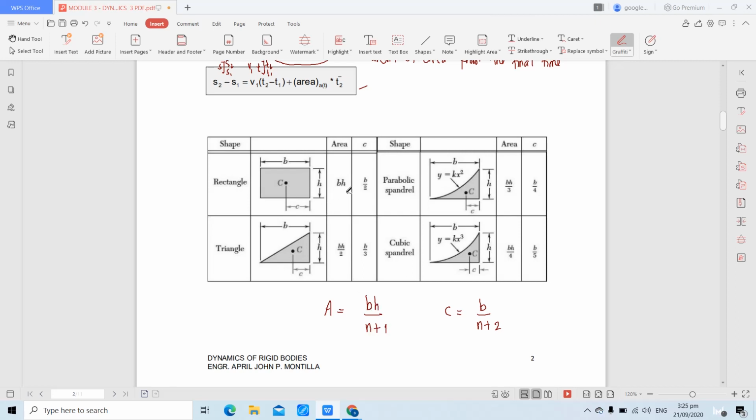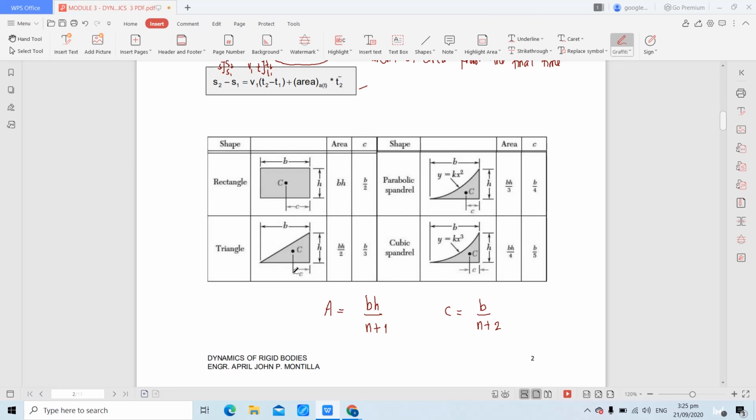BH over 1 is BH. Ito na yon. If n is 0, 0 plus 2 is 2. That will become B over 2. Pag meron tayong cubic spandrel, third degree, n is equivalent to 3. So, 3 plus 1 is 4. Magiging BH over 4 yung area. If n is 3, 3 plus 2, magiging B over 5 yung centroid.